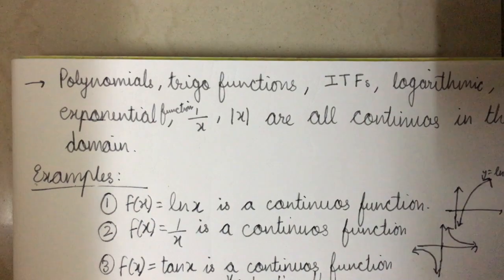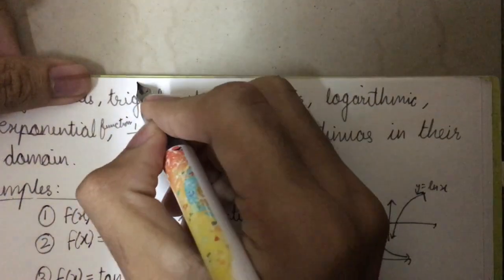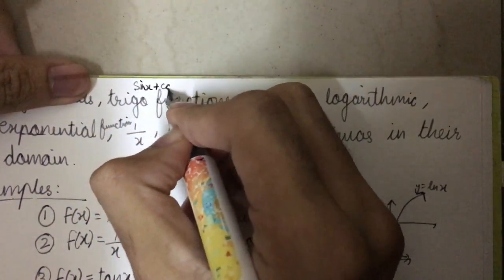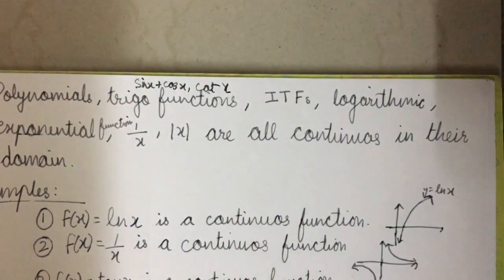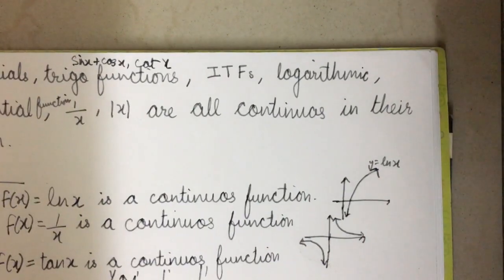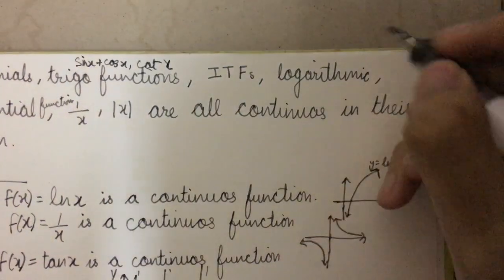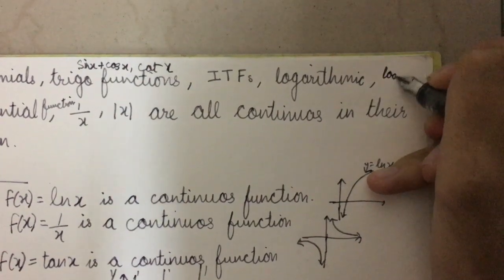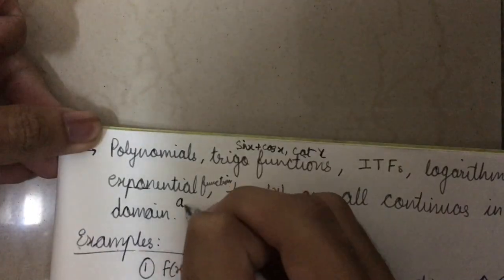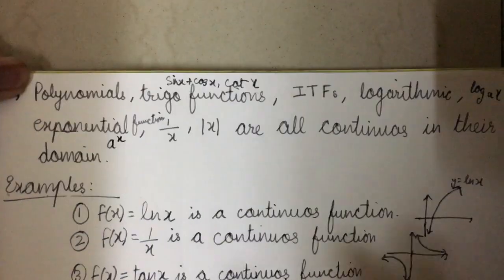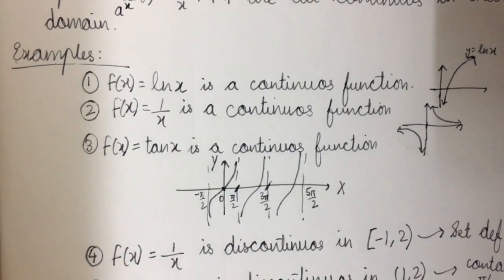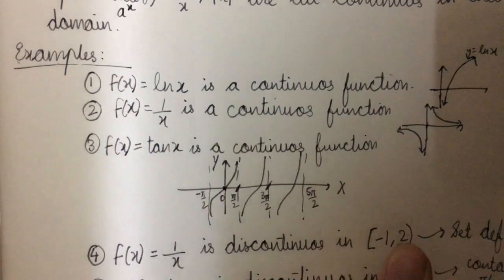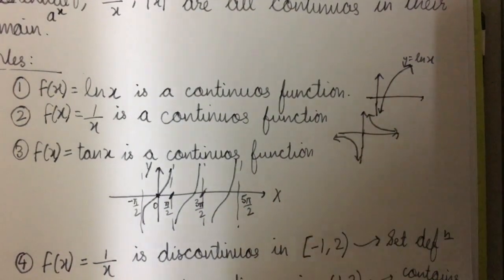Polynomials, trigonometric functions like sin x, cos x, cot x, etc. are continuous. Inverse trigonometric functions, sin inverse x, cos inverse x, etc., logarithmic functions, exponential functions, 1 by x, and the absolute value, the mod function, are all continuous in their domains. Let's see some more examples. The natural logarithm function is a continuous function, which can be clearly seen by its graph.